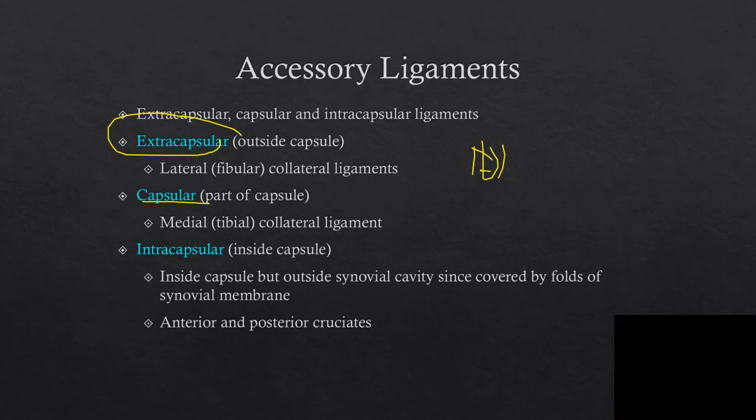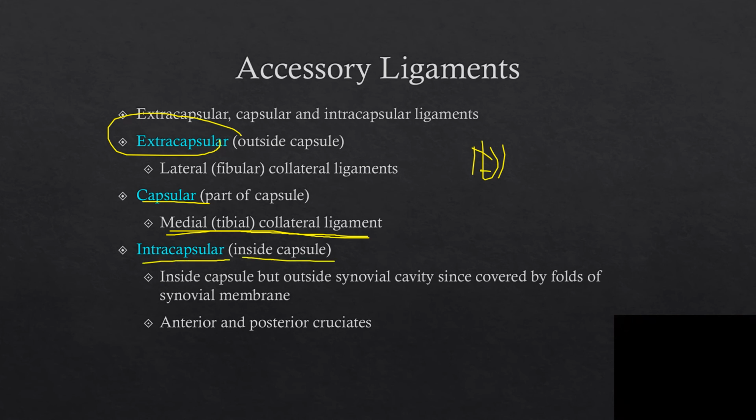Capsular means it's part of the capsule. The medial collateral ligament, which is on the medial side of the knee, is very broad and very flat. Okay, and therefore it's part of the capsule. It's where that capsule actually becomes dense and firm, and that's called the medial collateral ligament at that point.